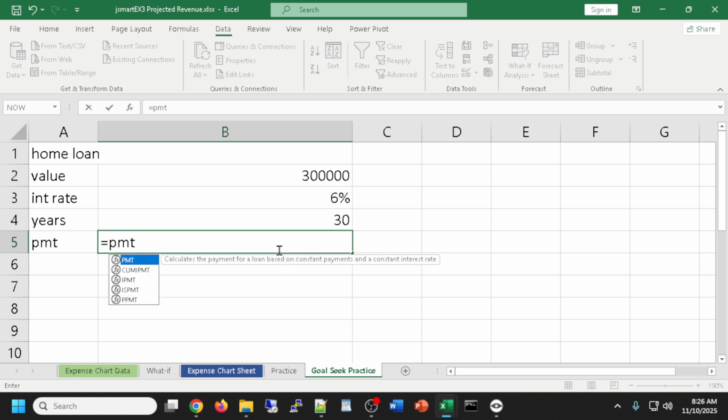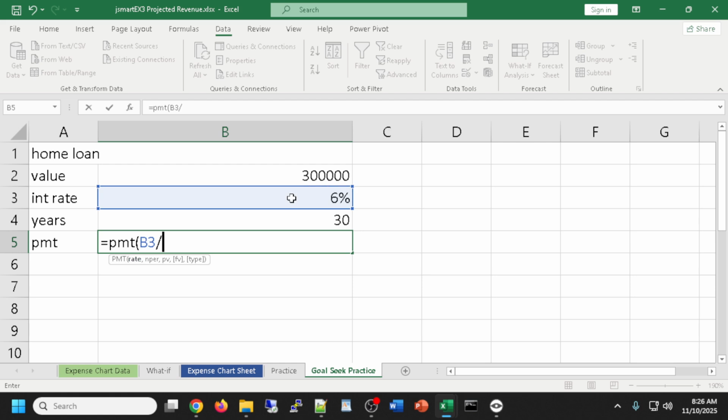PMT is the name of the function. Hit PMT left parenthesis, and this will tell me the payment given a rate every month. So the payment rate would be my interest rate divided by 12, because that function takes the monthly interest rate.